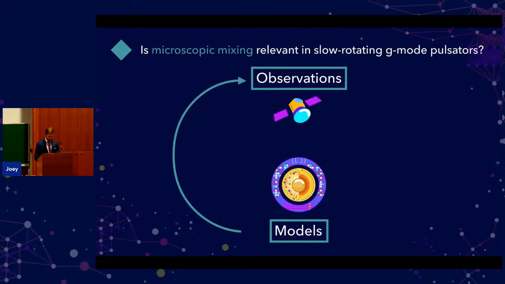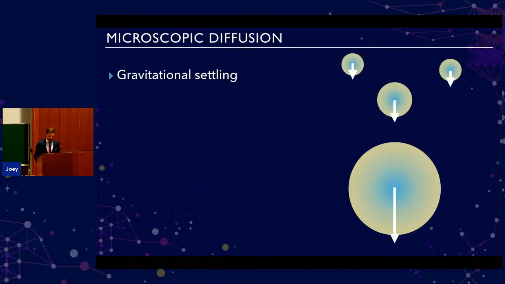All right, so now we're going to move on to the next question, which is: is microscopic mixing relevant in slowly rotating g-mode pulsators? Here I'm focusing specifically on slowly rotating stars, so we don't have any other type of rotational mixing, for example, that washes out these effects. Here we try to improve the physics of our current models. So what is microscopic mixing or microscopic diffusion? I'm using this as a term for 4 different processes.